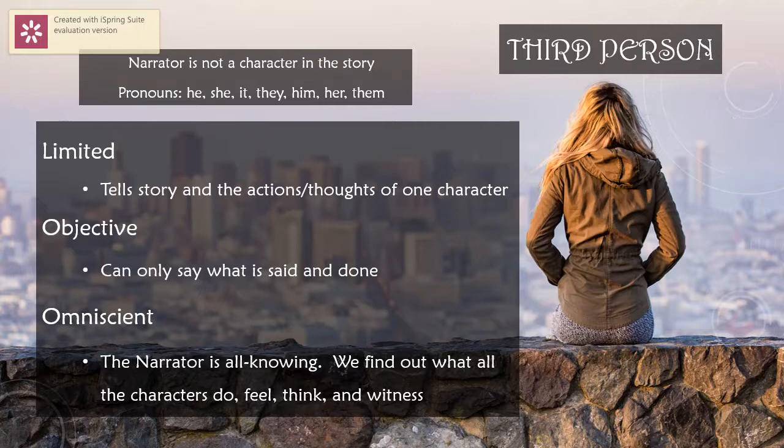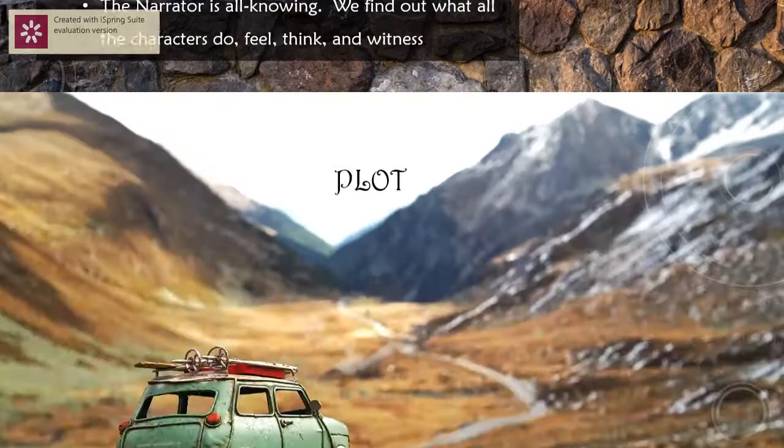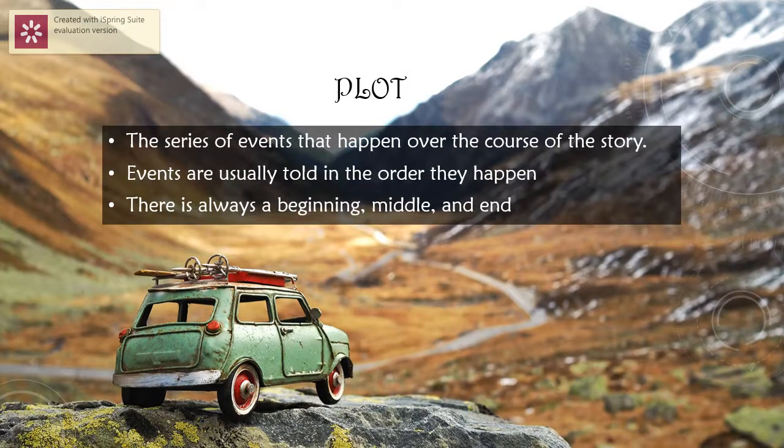When you've chosen a narrative point of view for your story, you can begin building your plot. The plot is a sequence of events that happens in the story. It usually occurs in order, having a beginning, a middle, and an end.